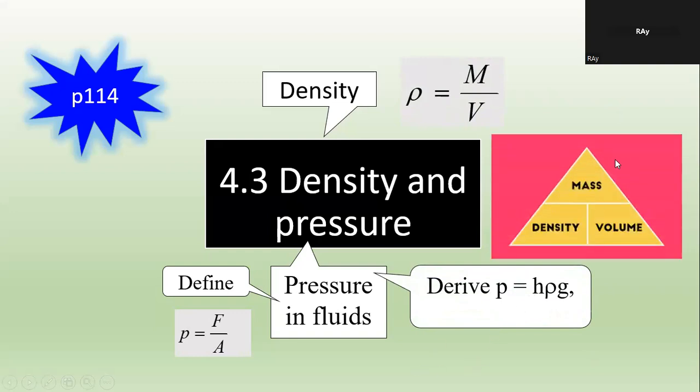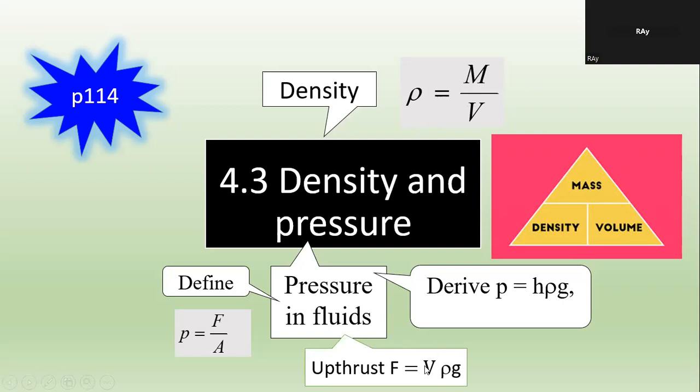You can use this triangle to help you if you want to find density. That's the mass, density, volume. You want to find mass, you just cover the mass. So it's density times volume. You want to find density, it's mass divided by volume. You want to find volume, you cover volume, it's mass divided by density. That's what they use in IGCSE. At A level, we just want to find mass, you just take the volume across, rho times V.